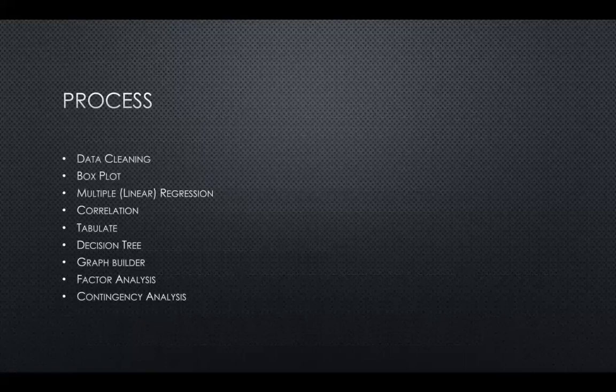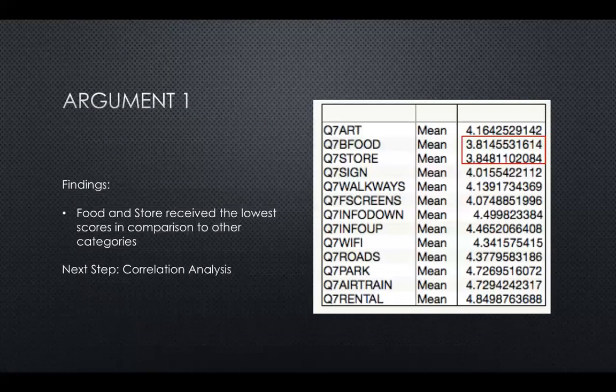We used a lot of data analysis tools and methods to find insights from the data, such as data cleaning, box plot, multiple linear regression, correlation, tabulate, decision tree, graph builder, factor analysis, and contingency analysis. After the data analysis, we came up with three arguments. First, we calculated the mean of different factors of Q7 and found that food and store received the lowest score in comparison to other categories.